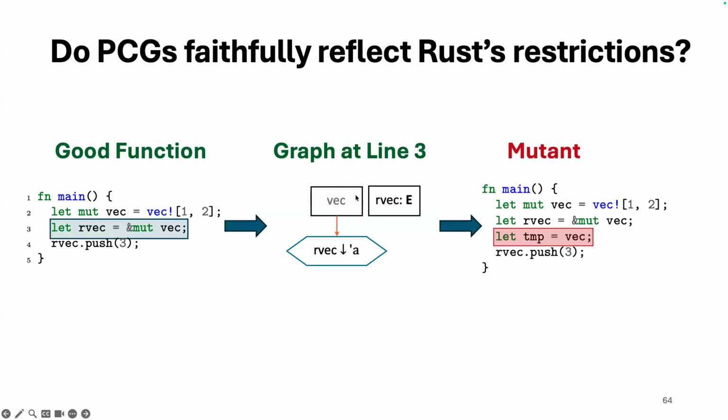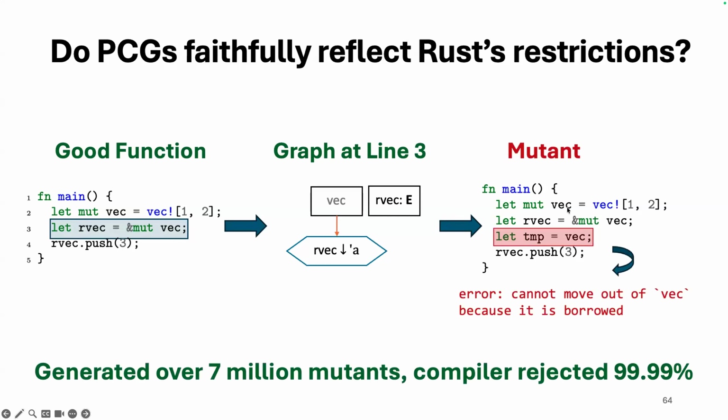So we would then create a mutant program that does precisely the thing that we think we should not be able to do, and send this to Rust and confirm that the Rust compiler actually rejects it. And so this worked. We were able to run this to create 7 million mutant functions, and almost all of them were rejected as we expected.